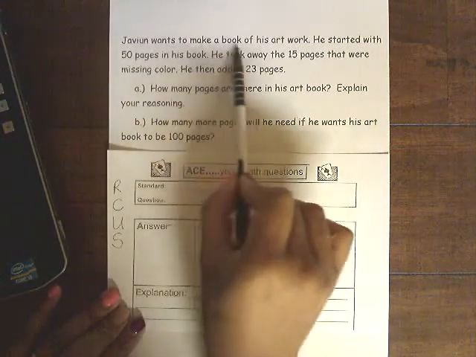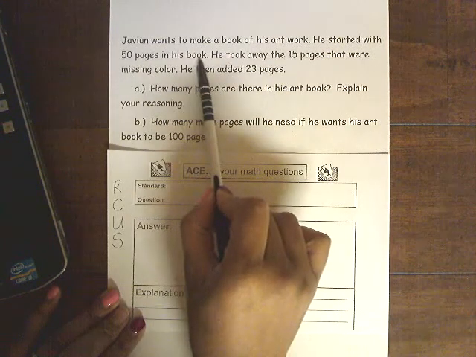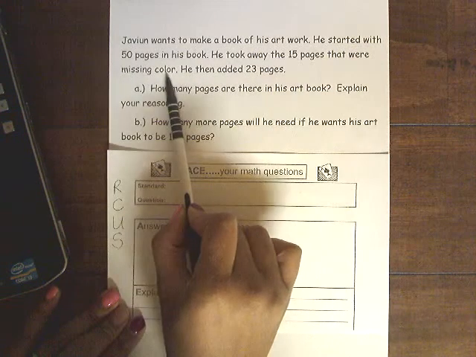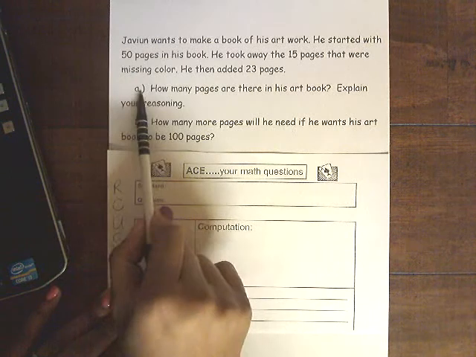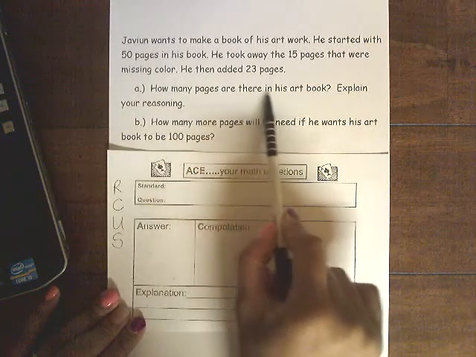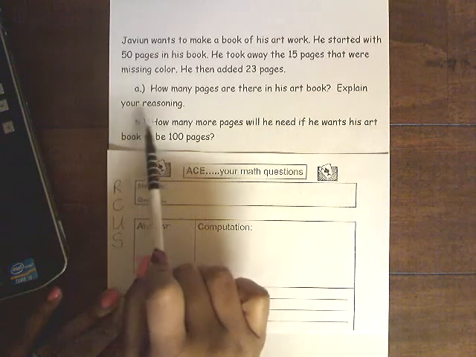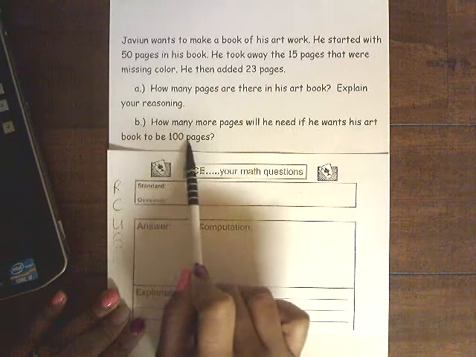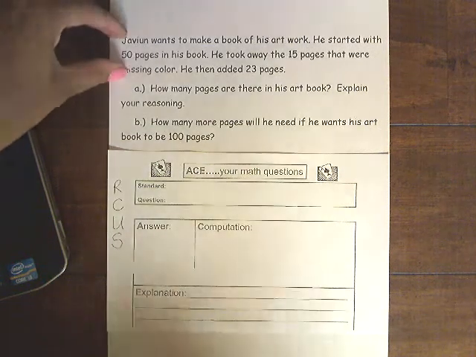Javion wants to make a book of his artwork. He started with 50 pages in his book. He took away the 15 pages that were missing color. He then added 23 pages. Our first question says, how many pages are there in his art book? Explain your reasoning. Question B says, how many more pages will he need if he wants his art book to be 100 pages?